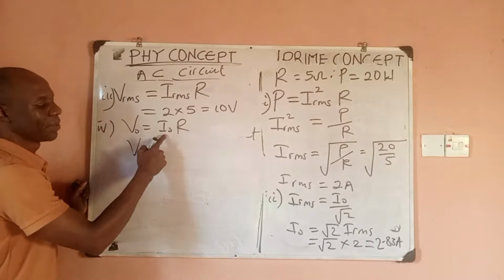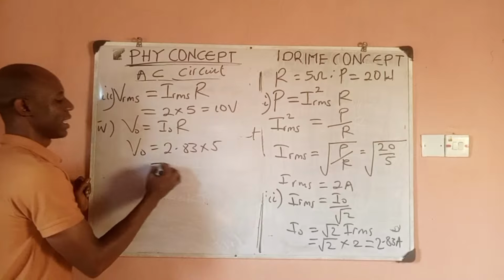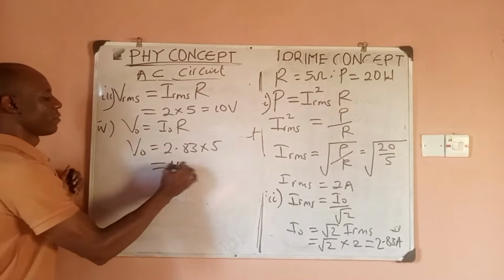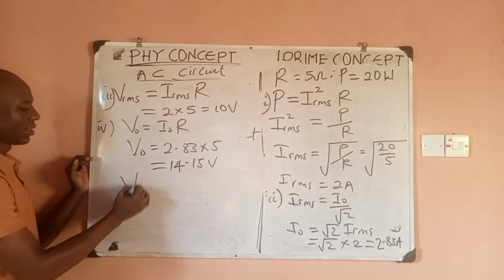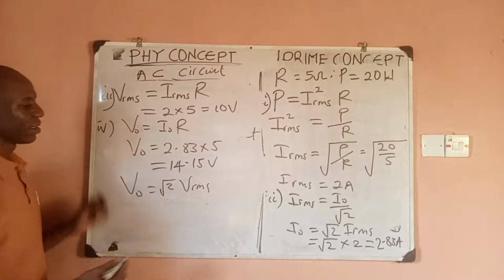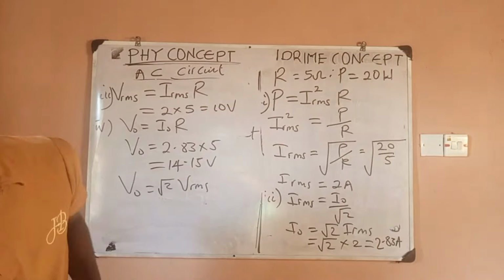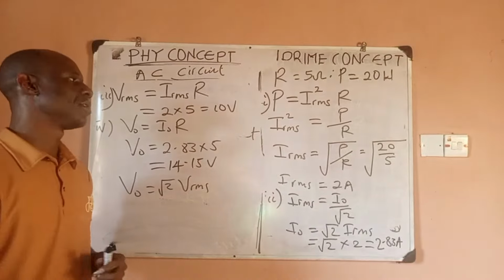Peak voltage is going to be the peak current, which is 2.83 times 5. And the answer is what now? 14.15 volts. Because you can solve it differently. You can still say peak is root 2 times VRMS. So you get the same answer. You follow this way, you get the same answer. So the rest of what I will explain now, I will do an overview and end the video.